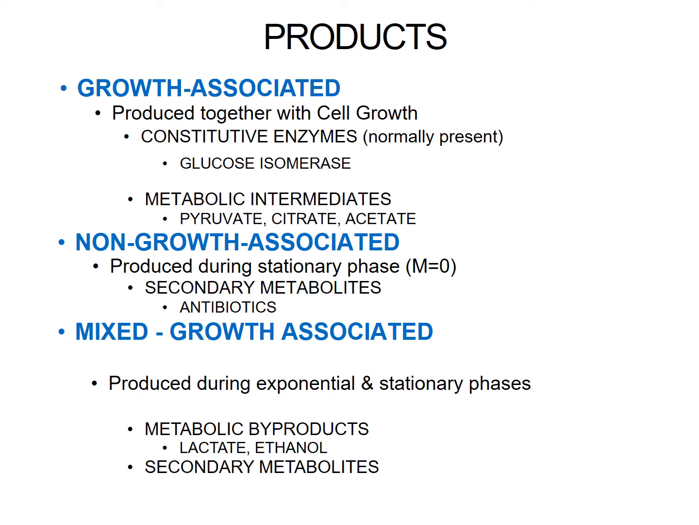As for the non-growth, meaning that this is already entering into the stationary phase of the cell growth, for the production of secondary metabolites such as antibiotics and so on. Then the third type of kinetic is mixed growth associated, which means that the product can be formed during the exponential phase as well as the stationary phase. So for example, lactate, ethanol, and also other secondary metabolites.